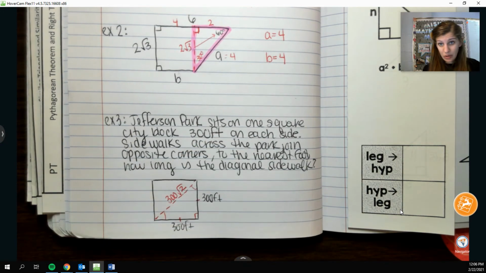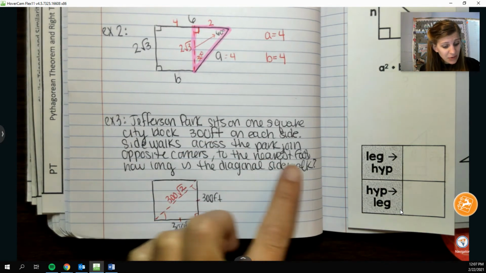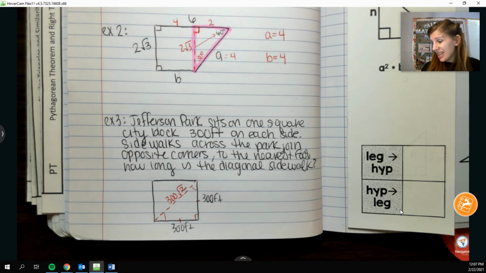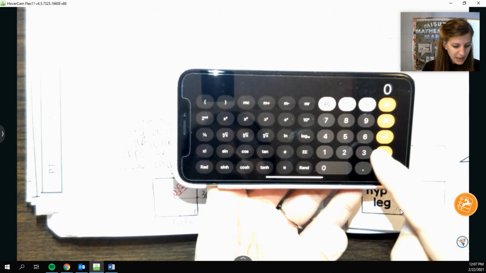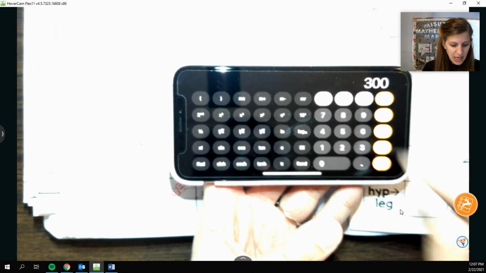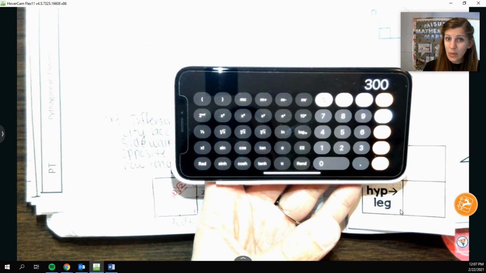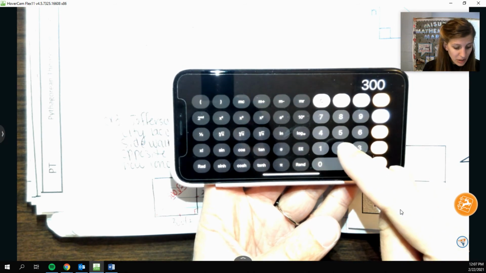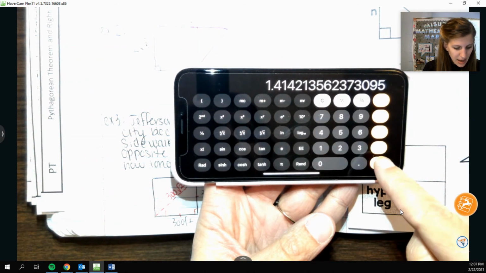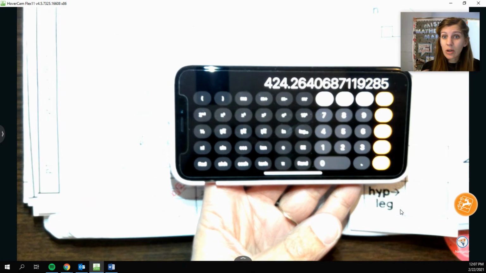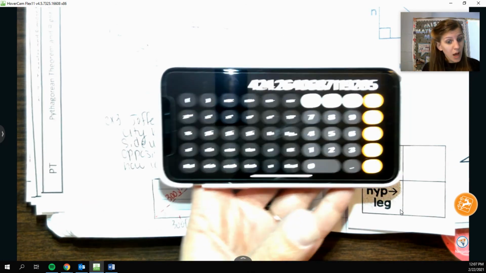So 300 root 2. However, it did ask for the nearest foot because, if we're talking about actual distances, it's better to just know the decimal rather than the root. So I would go to my calculator here in unlocked mode. That's why I'm having such a struggle. And I do 300 times the square root of 2, but I actually have to type that in backwards. So like 2 and then square root it and then equals. And it should be bigger because you are multiplying by more than 1.